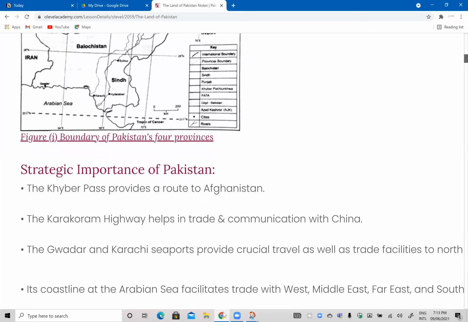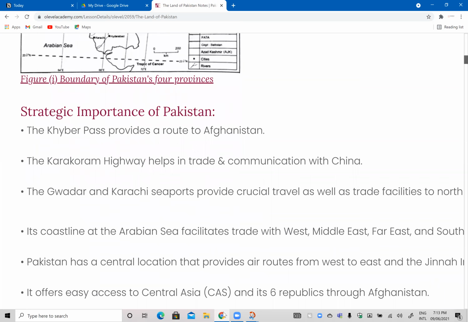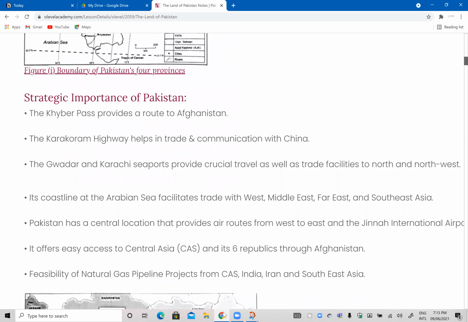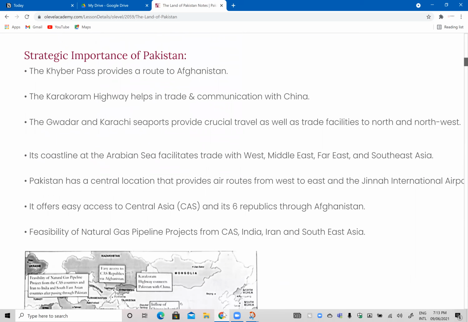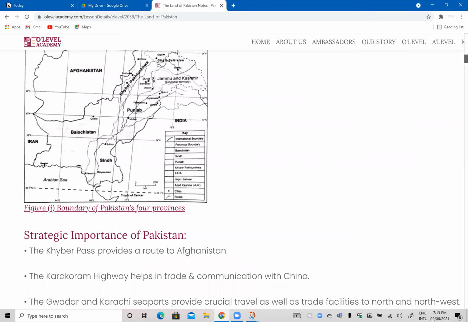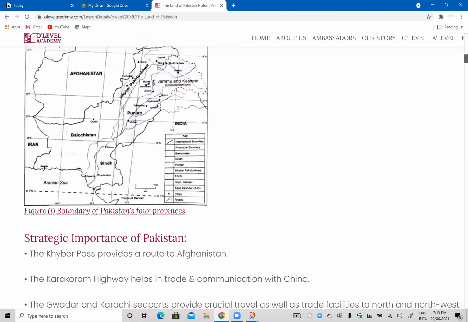Strategic importance of Pakistan. We'll come back to the provinces later on. Let's look at the importance of Pakistan on this map. I mean, this natural strategic importance of our area, the location where the country lies. So first of all, the Khyber Pass provides a route to Afghanistan. Our border with Afghanistan, that trade route is known as Khyber Pass, and it's used for trade on land between the two countries, right? So this is very important.